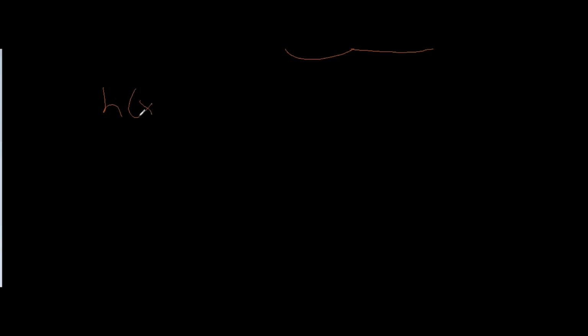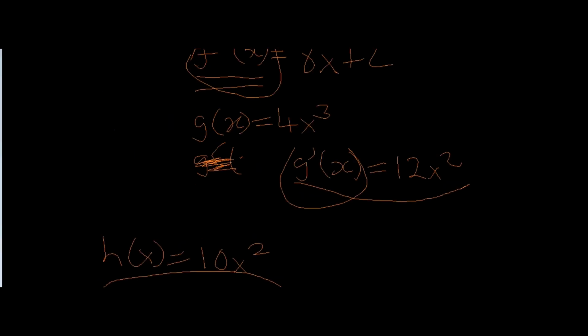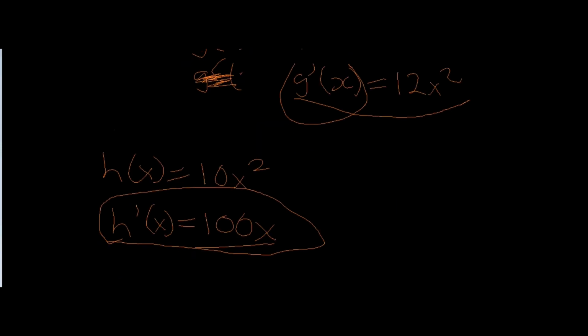Let's say we have h of x is equal to 10x to the power 2. And let's say we want to find the derivative of this function. How would we denote that? Well, quite simply, it would be h prime of x is equal to 100x. So this is how we would denote the derivative. This is how we would denote the gradient function. So all these things here, these are the derivatives. So this is the notation that we actually use.